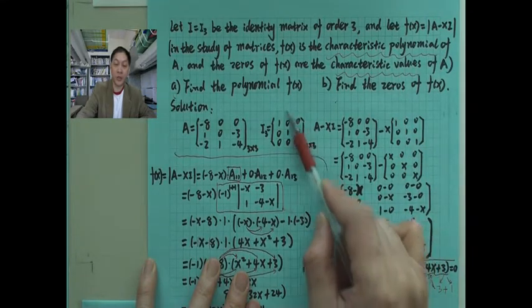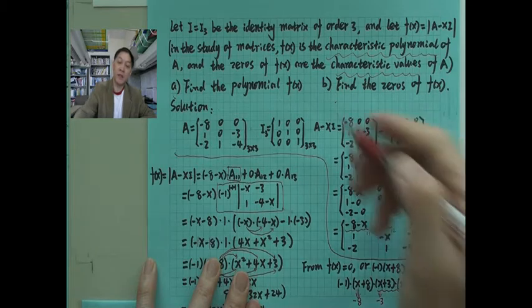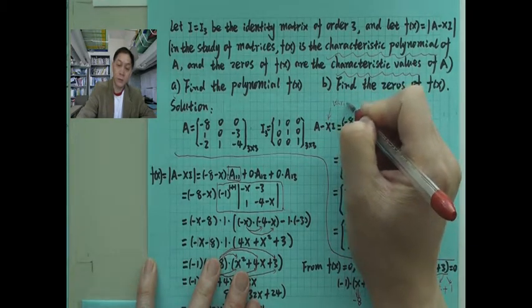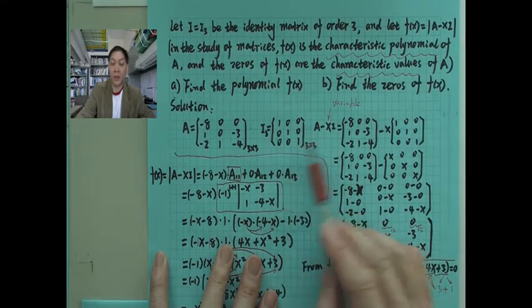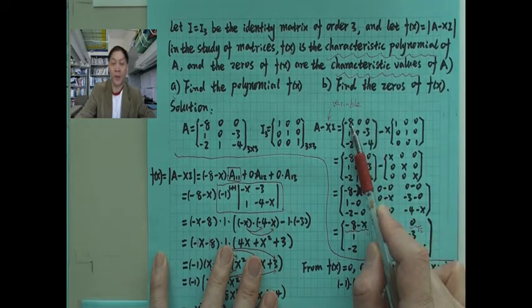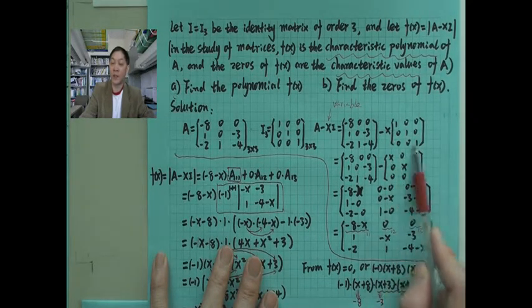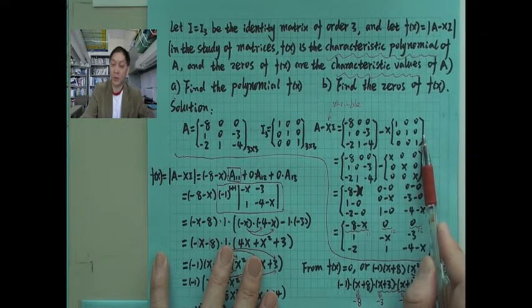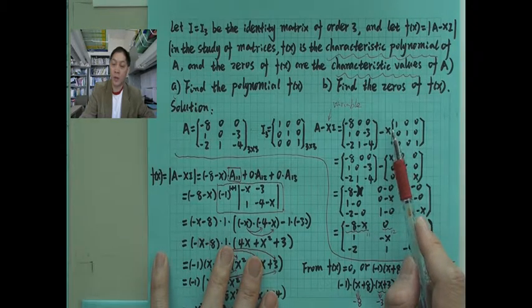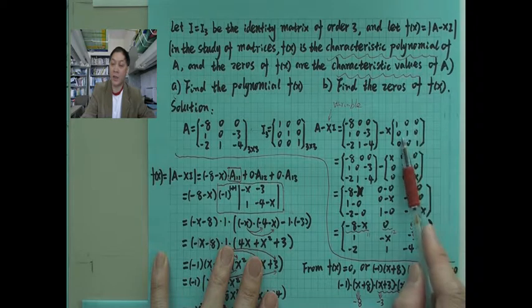And then we know the identity matrix is given in this way. Then what's the meaning of A minus x times I? X is a variable, or you may say it can be any constant value. So A minus x times this identity matrix. X times I means x times this identity matrix. Remember, a constant times a matrix means this constant times every element inside.